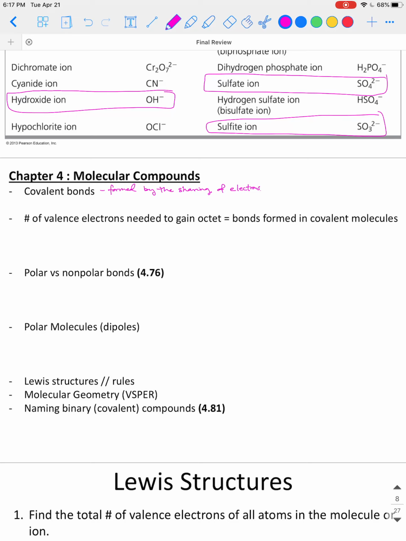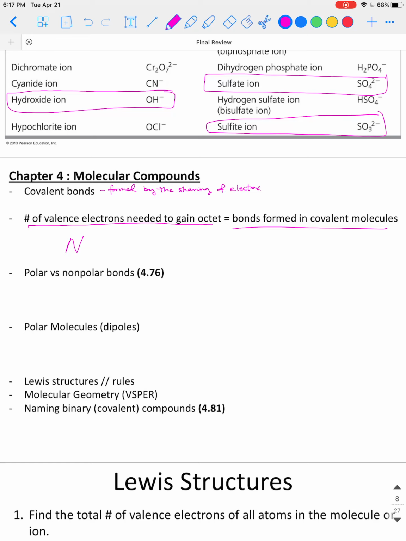Oh yeah, this second statement, basically if you want to know for any element how many bonds it would form in a covalent molecule or compound, you need to look at its valence electrons. The number of valence electrons that is needed to gain an octet is going to equal the number of bonds that an atom or an element would form in a covalent molecule. So a great example is nitrogen.